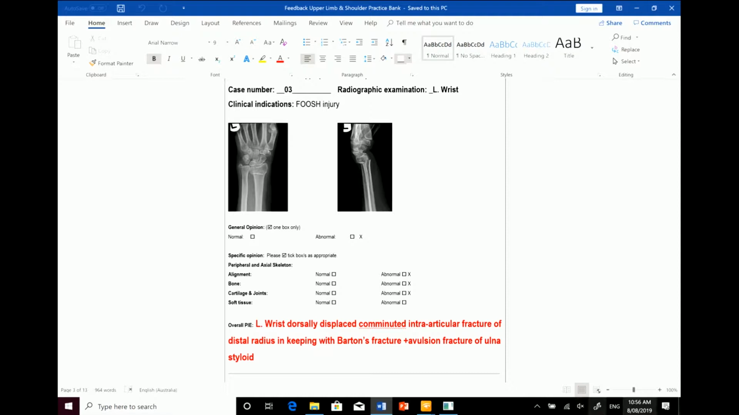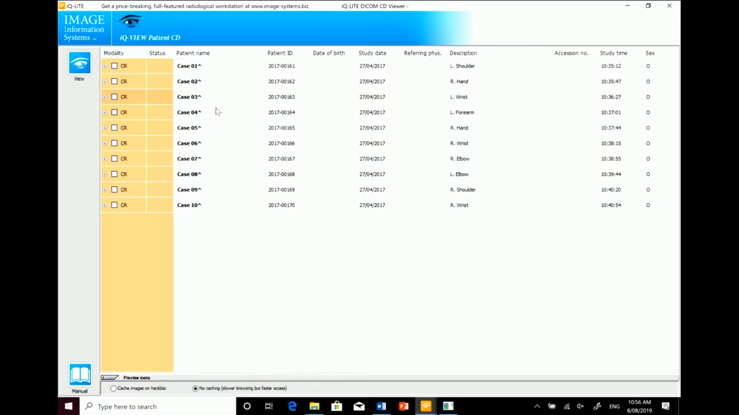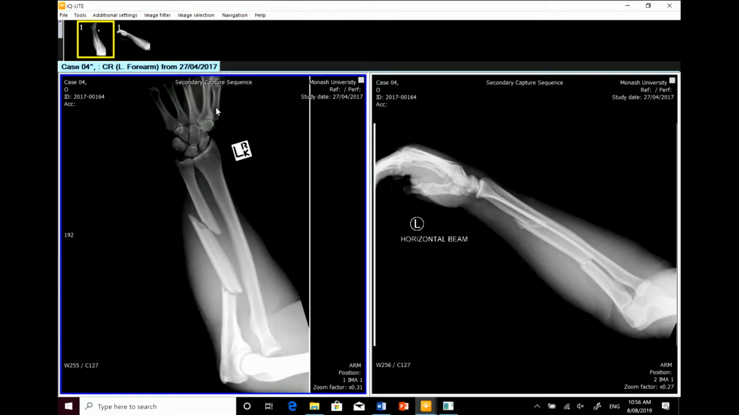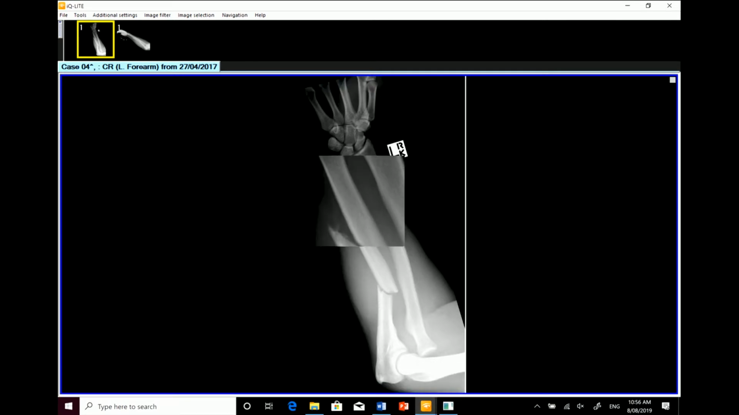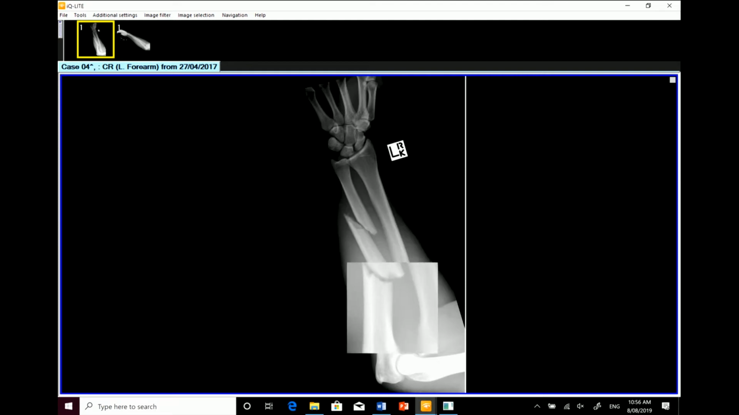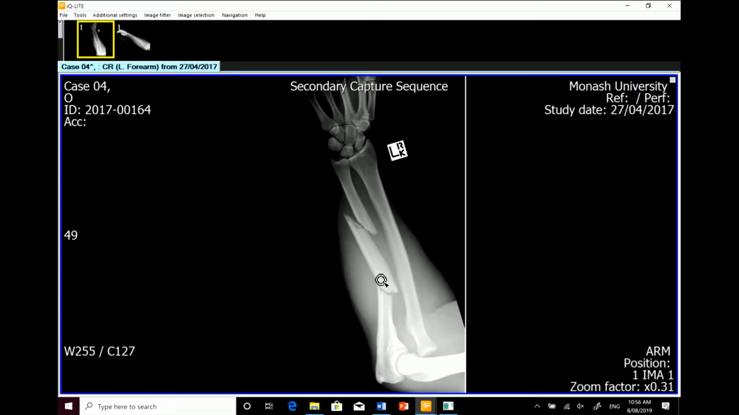Our case 4 is that of a forearm. And here you can see there's 2 images. So this patient fell from a motorbike and now has limited range of movement, and you can see some significant soft tissue swelling. So on the AP view, quite evident is that the ulna has been fractured at 2 places, so that's comminuted, and there is also some displacement of the fragments.